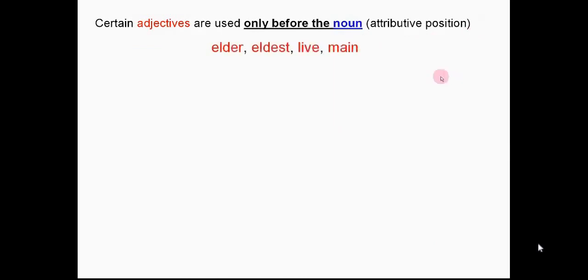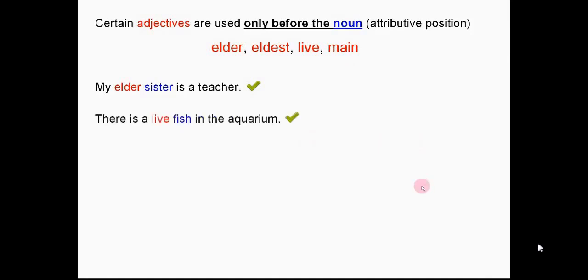So certain adjectives are used only before the noun in the attributive position. And I have given you the four most common examples. Okay, there aren't many examples, and these are the common ones. Elder, eldest, live, and main. Example, my elder sister is a teacher. There is a live fish in the aquarium. I crossed the main road.